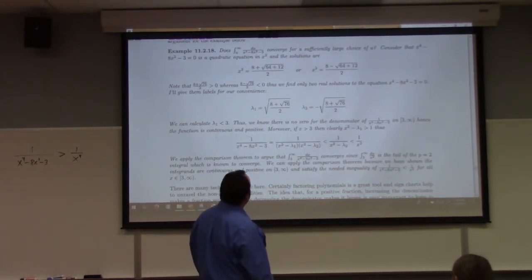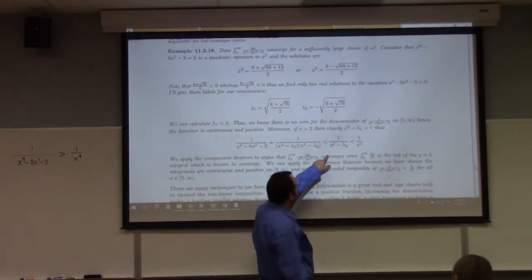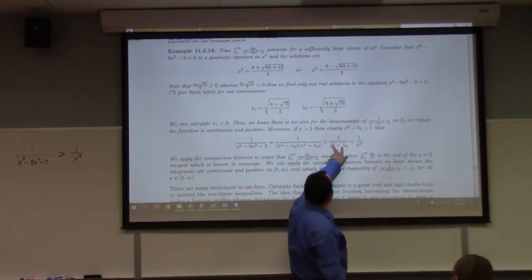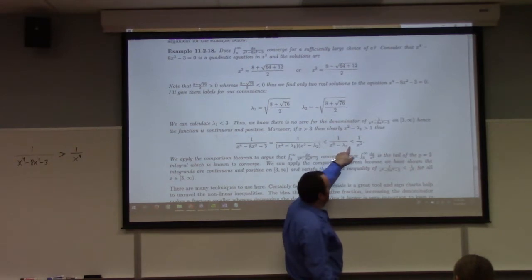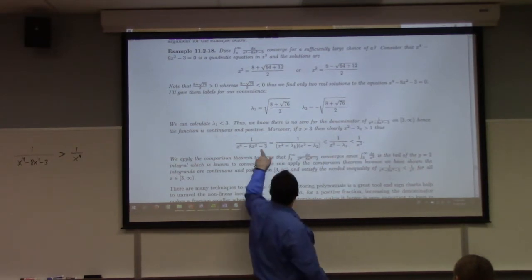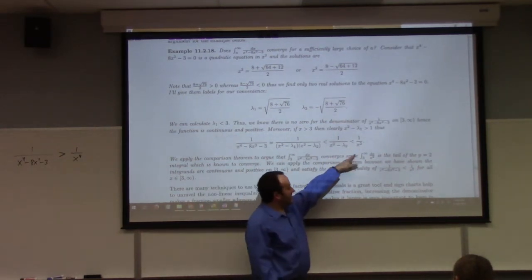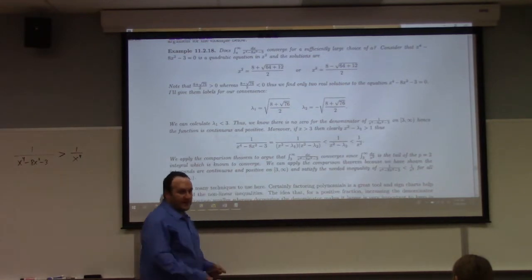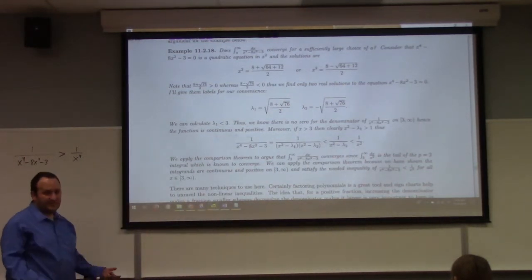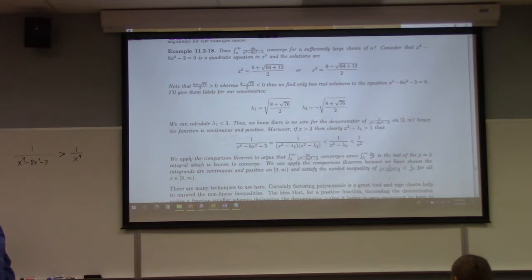And lambda 2 is what? Lambda 2 is negative, right? So this has a larger denominator than that because that's a minus, which is a plus. So in short, I can compare the given quartic actually to 1 over x squared. And so then I can use the comparison test with that if you want. But as you can see, the inequalities involved here are a little bit more subtle than the ones I've talked about in the last class, right?